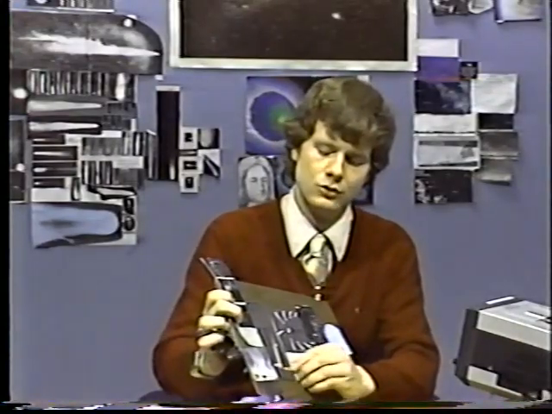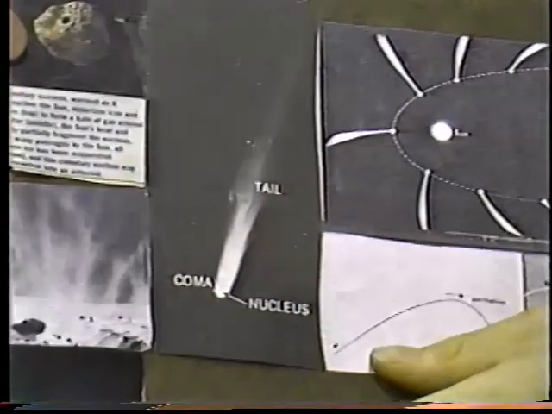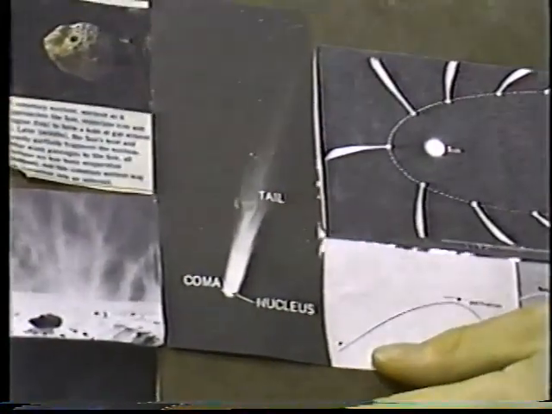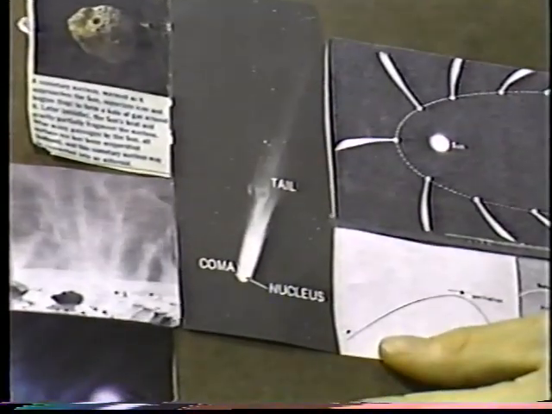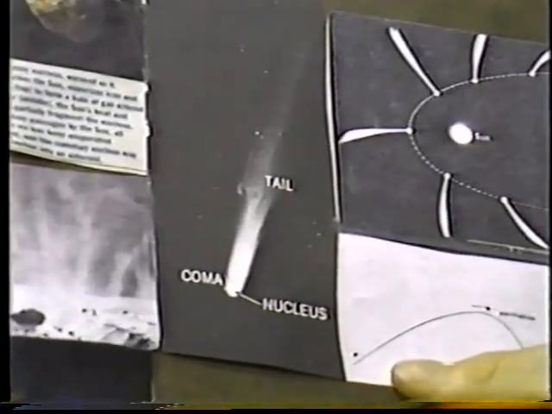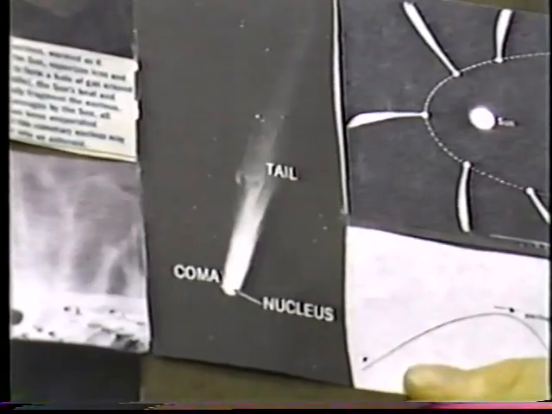Now, a comet has basically three components. It has a nucleus, which is the actual center of the comet. It has a coma, which is the gaseous outer layer around the nucleus, and it has a tail. Now, there can be two types of tails. One can be a dust tail, and the other one can be a gas tail.